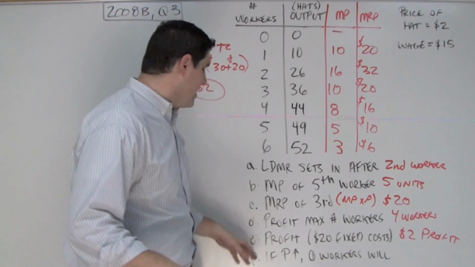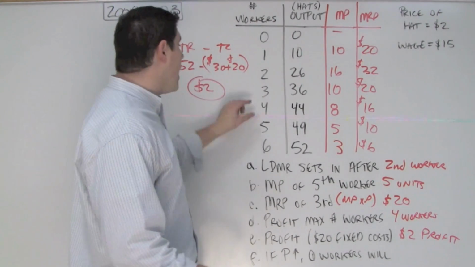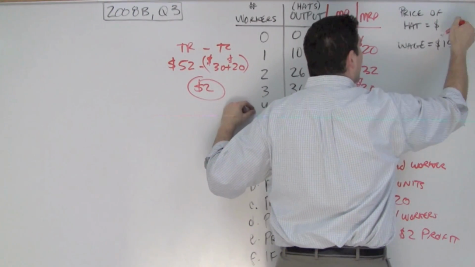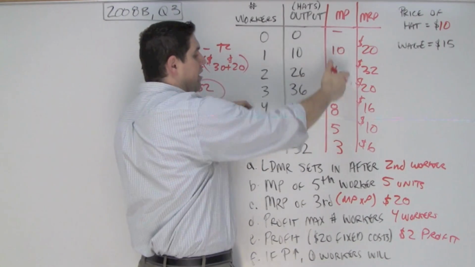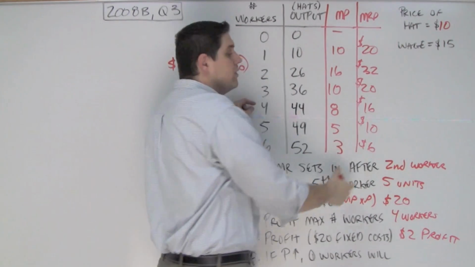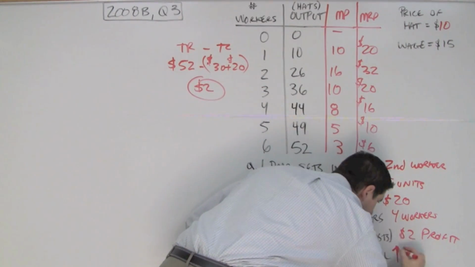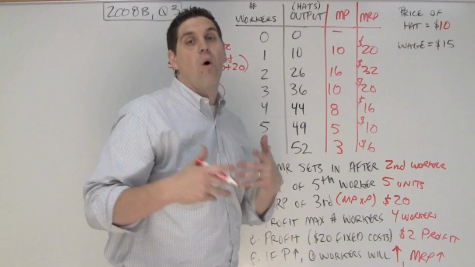All right, the last part says if the price goes up, what happens to the quantity of workers this firm will hire? Right now we said they're going to hire 4 workers. But if the price goes up, and I'm just going to make up a number and say the price goes up to 10, that'll change in these columns. The marginal product will stay the same, but the marginal revenue product will now increase. And so the quantity of workers hired will increase because the marginal revenue product increased. Each worker is worth more, and now the firm's going to want more of them.